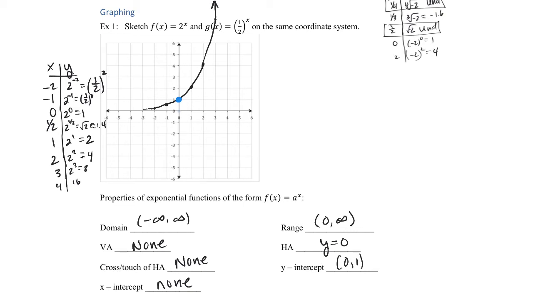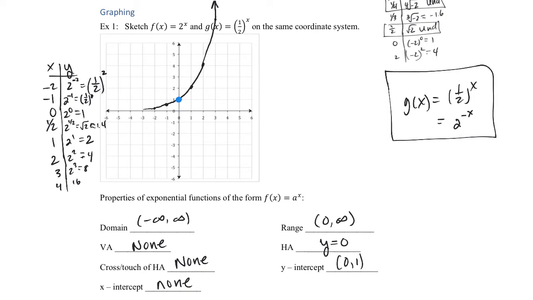Now if I had g of x equals 1/2 to the x, notice that that's the same thing as 2 to the negative x. Those are the same exact function, right? Because the negative would take the reciprocal, so it would make it 1/2 to the positive x power. All right, so let's investigate that function a little bit more.